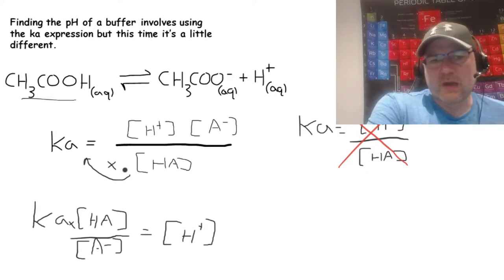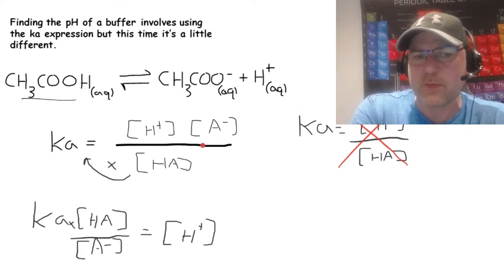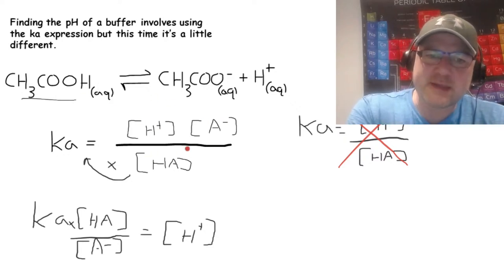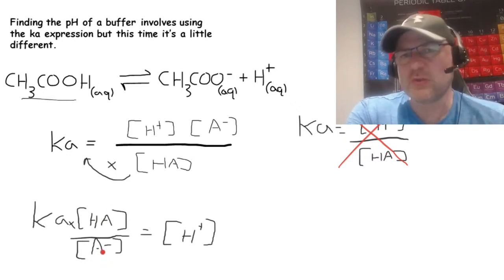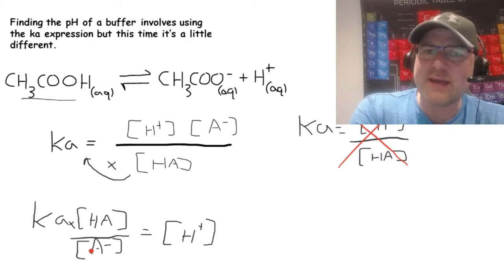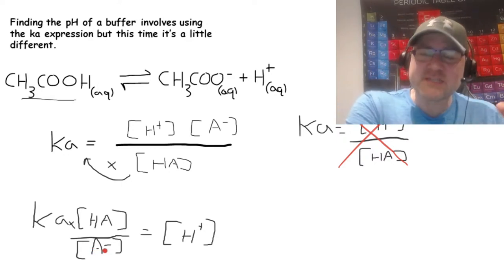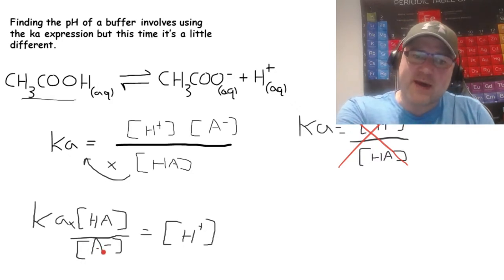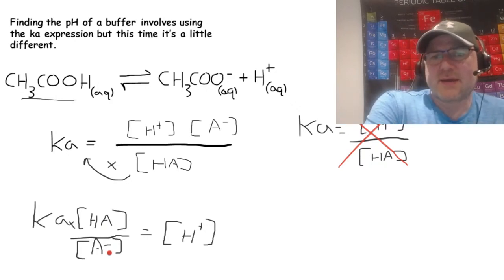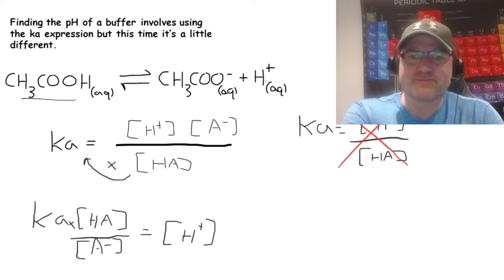Sometimes, I would say the biggest simple mistake people make is they do reactants over products. With this one, your acid is on top and your salt, you can think of it as your salt. It's really, when your salt dissociates, it's the conjugate base of the acid. The ions of the salt, when it breaks down, are underneath the acid there, okay? So it's a little bit different than the normal weak acid expression.